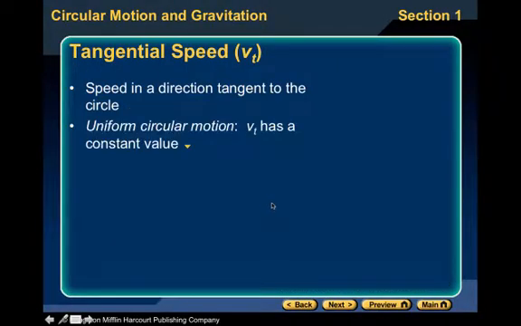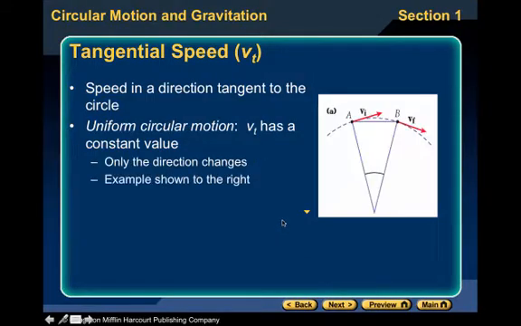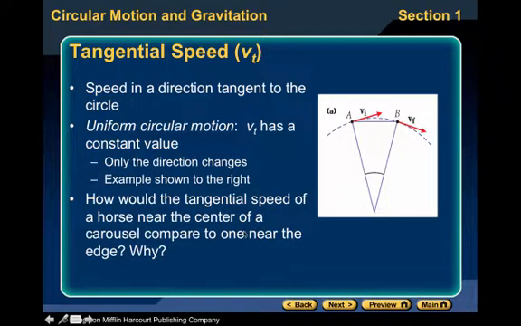So tangential speed, you guys probably have heard of a tangent line. Well, it's the speed in the direction of the tangent line. And in uniform circular motion, vt, the tangential speed, has a constant value. Only the direction changes. So your speed is staying the same. Your direction changes, so that's why the velocity is changing. Remember, velocity is a vector. And since the direction itself is changing, the velocity is changing.